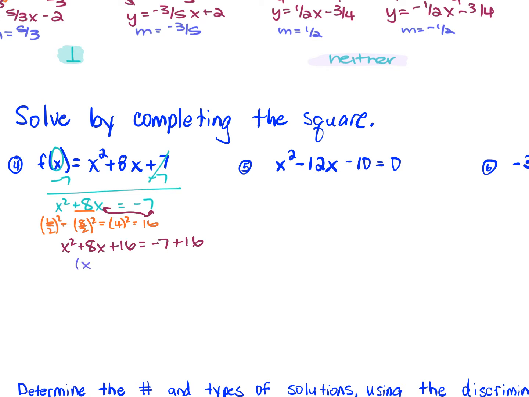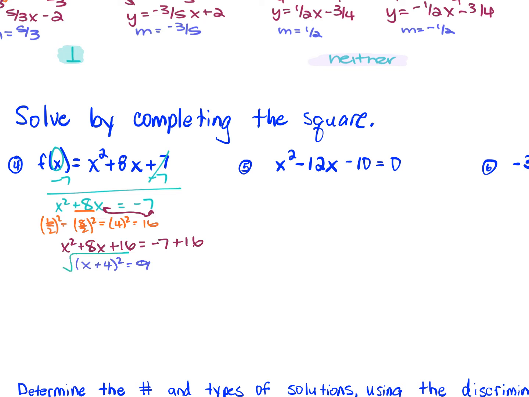To factor the left side, it is a perfect square trinomial, so take what you had in the parentheses that you squared and put it in with x. So it was a 4 squared, so it's going to be x plus 4 squared is equal to negative 7 plus 16 gives us 9.